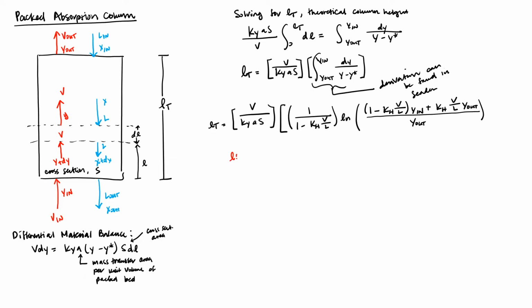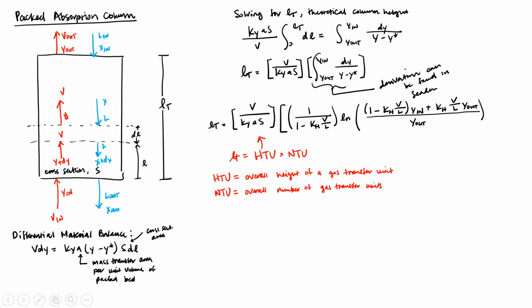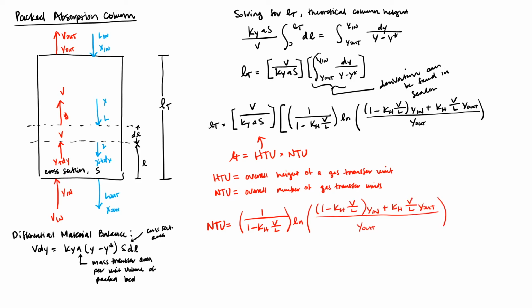The right-hand side of the equation above can also be expressed as the product of two terms: the overall height of a gas transfer unit, HTU, and the overall number of gas transfer units, NTU. The height of a transfer unit, HTU, is a measure of the overall efficiency of the equipment, which is dependent on the mass transfer coefficient, KY, and A, the surface area of the mass transfer per unit volume, or effective interfacial area, which is determined by the packing. The number of gas transfer units, NTU, is the measure of how difficult it is to perform the separation, and larger values simply imply that the design of the column is ineffective. This expression is shown in red.